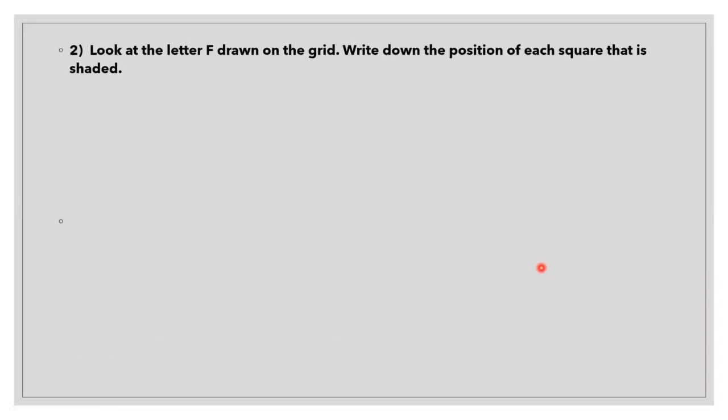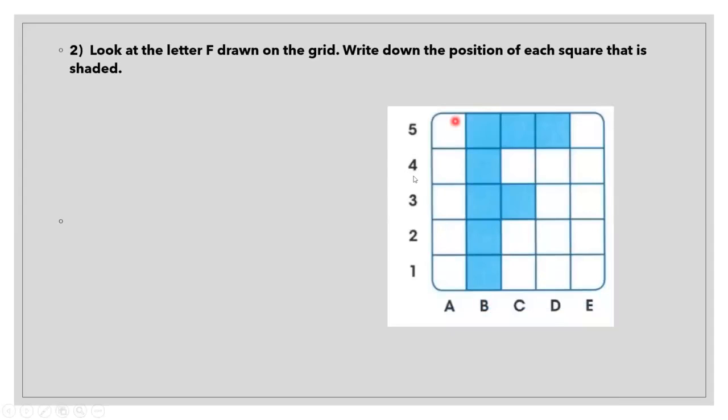Write down the position of each square that is shaded. So this is that grid where you can see the letter F drawn on the grid. Now, with this grid, you need to find the position of each square that is shaded. So shall we start doing the answer?